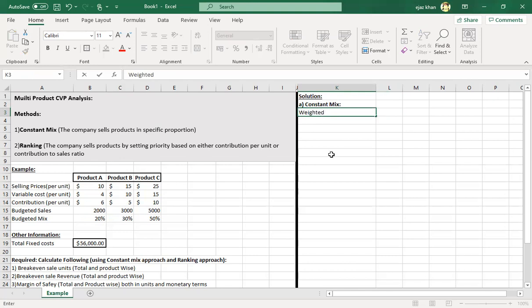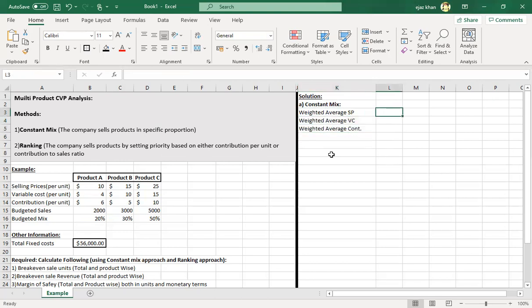And these weighted average values should be weighted average selling price, weighted average variable cost, weighted average contribution. So we have to calculate these three weighted average values. And to find out these values, we have to use the weightages given in the question.